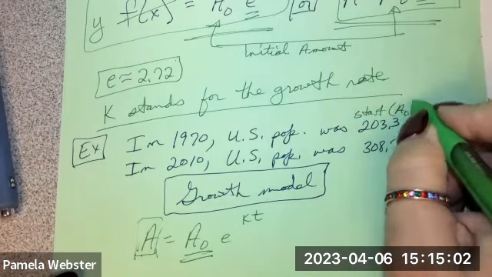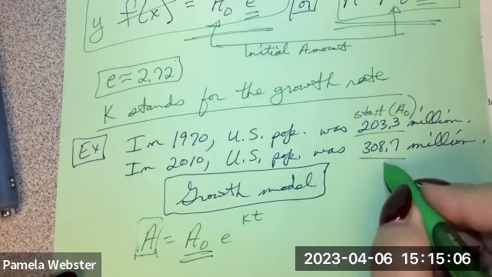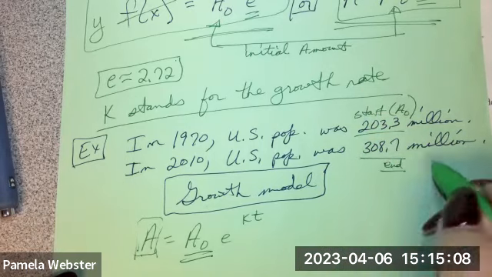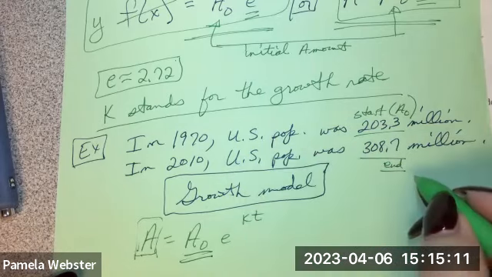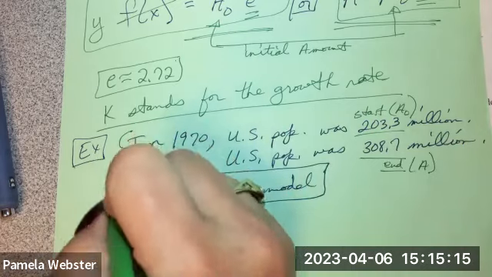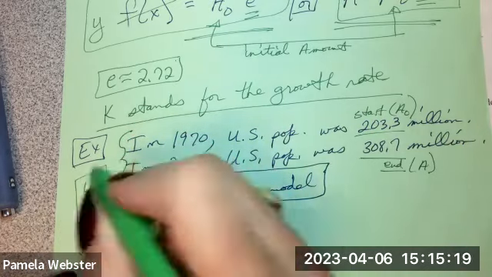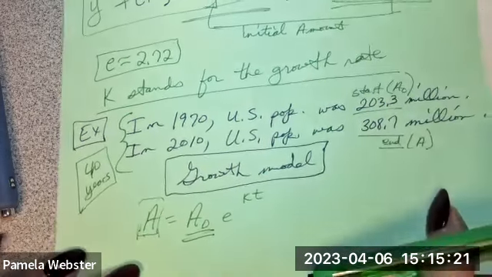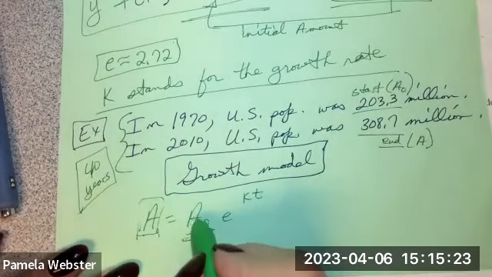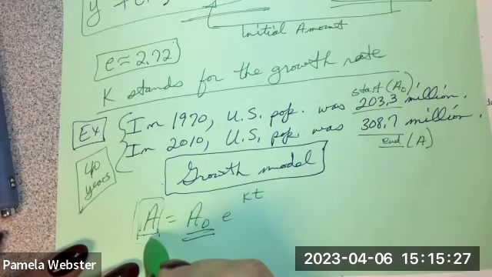Or my A sub naught is the way we work. And this 308.7, that's going to be my end at the end of, well, 40 years in here, right? Okay, so that's going to be my A. So let's make sure everybody gets that this is a 40 years difference. Okay. So when I look at that, my starting value was in 1970. I've got my ending value in 2010.